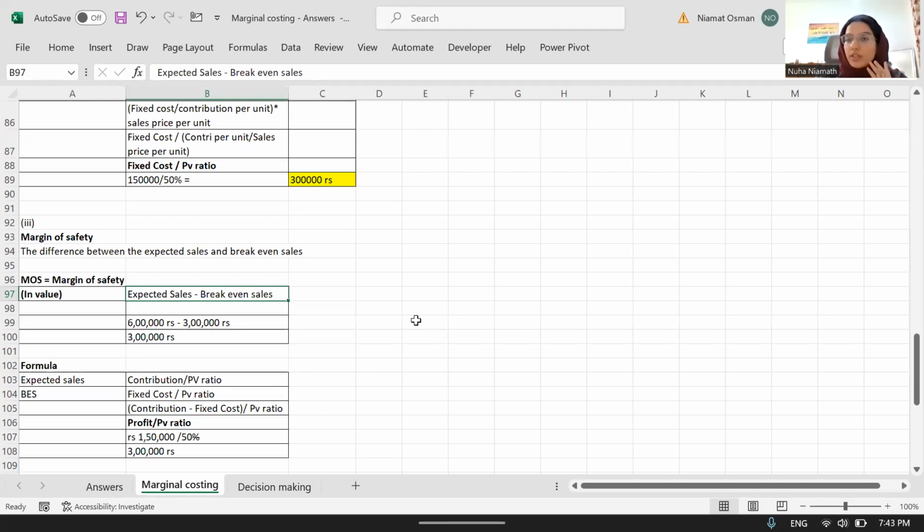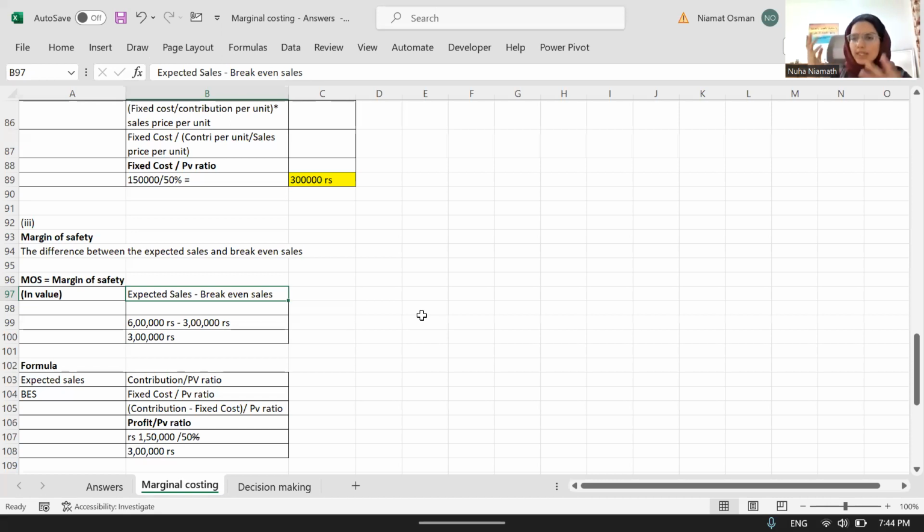Break-even sales, you're clear, Khadija? What is break-even sales? Clear, right? It's like the enough sales to cover your fixed cost and give you a profit of 0. But in reality, you're making more than that, right? You want to make more than that. You're selling more than that. So that extra that you're selling over and above the break-even sales, that is my margin of safety.